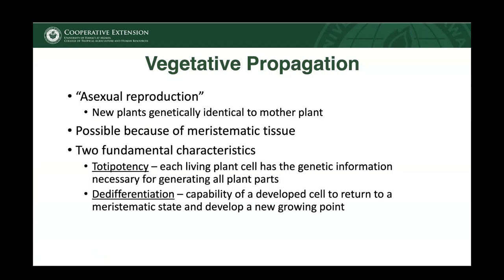Two fundamental characteristics make this possible. First, totipotency, since each living plant cell has the genetic information necessary for generating all plants or plant parts. Then there's dedifferentiation ability, so developing cells are capable of returning to a meristematic state and then developing a new growing point from that particular spot. That allows us to generate different plant parts on places of a plant where they never really should have been.